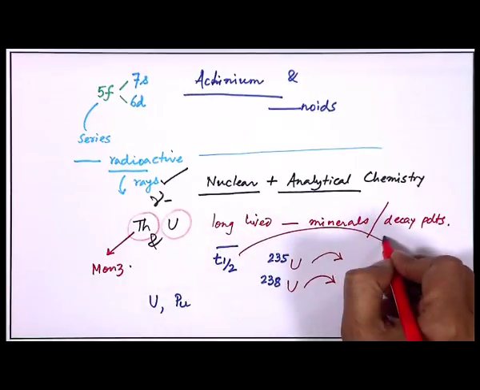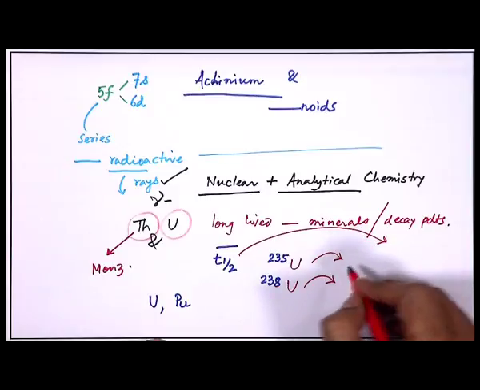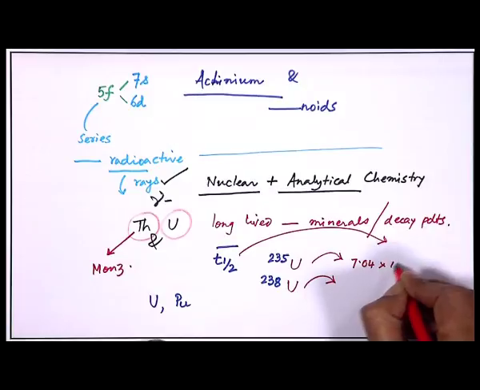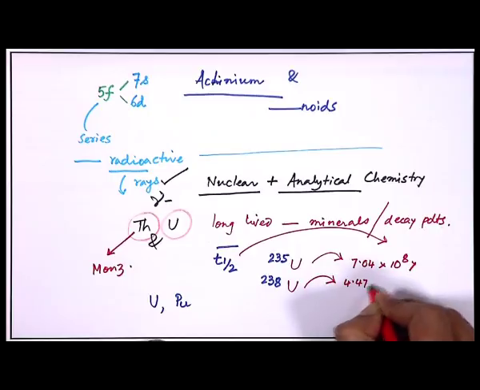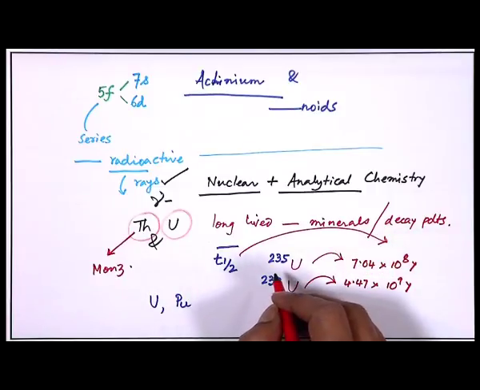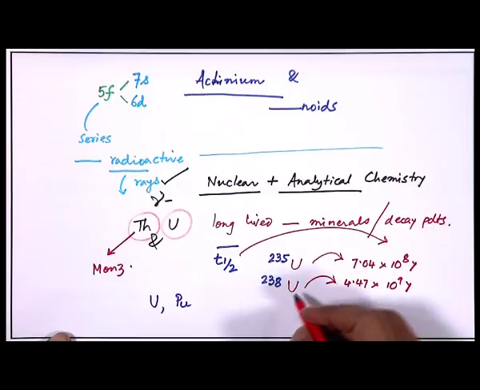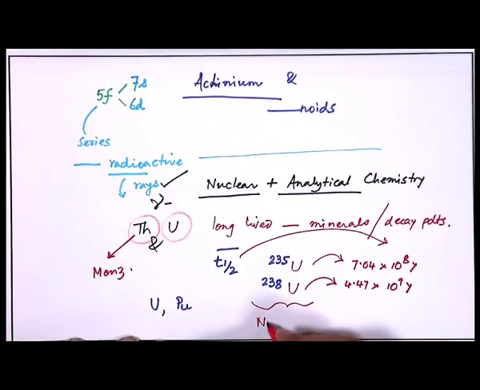So, the T half we see for uranium 235 and uranium 238 is pretty high, pretty big. For uranium 235 it is 7.04 × 10^8 years, and for uranium 238 it is 4.47 × 10^9 years, which is stable enough, and these two are very much useful, and the corresponding species are also useful for our nuclear fuel. So, along with plutonium, uranium can be useful for our nuclear fuel purposes.